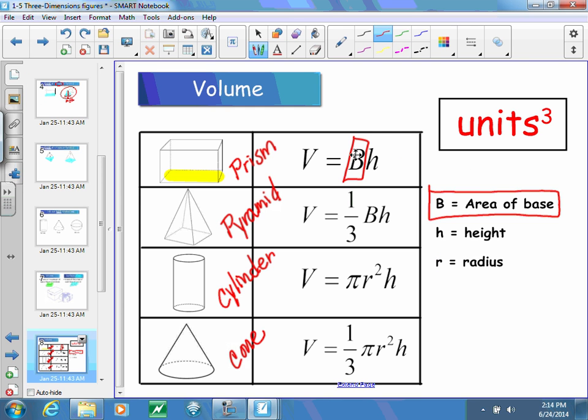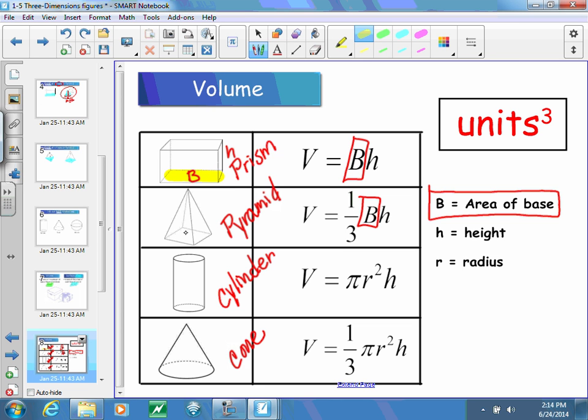So be careful, capital B is the area of the base. Multiplying it by its height, so how tall your prism is. So we've got the area of the base and the height. For the volume of a pyramid, we're taking 1/3 the area of the base once again times the height.